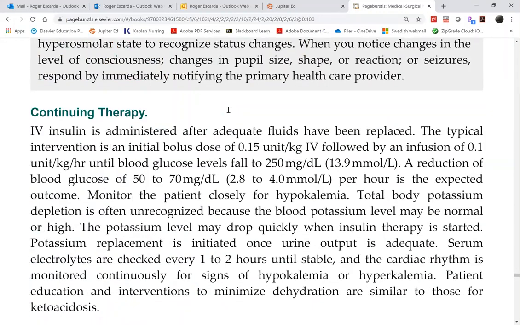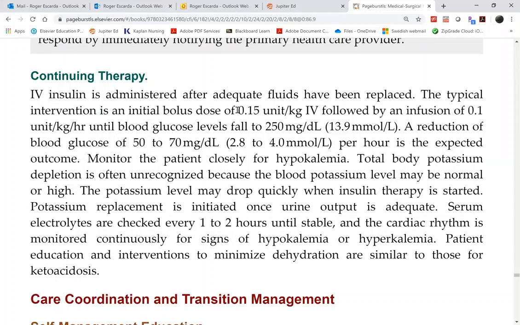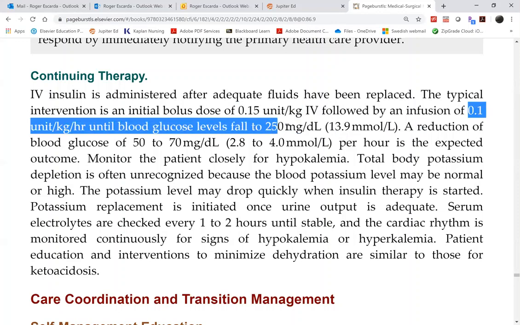And the IV insulin is just slightly higher. Remember, our bolus in DKA was 0.1. Look at the bolus here, slightly higher, 0.15 units per kilogram. But your insulin infusion is still the same, 0.1 units per kilogram per hour until, again, your sugar falls below 250. Slightly higher threshold compared to DKA. In DKA, we said we stop the infusion if it's less than 200, right? So here, it's less than 250. Those are the minor differences.